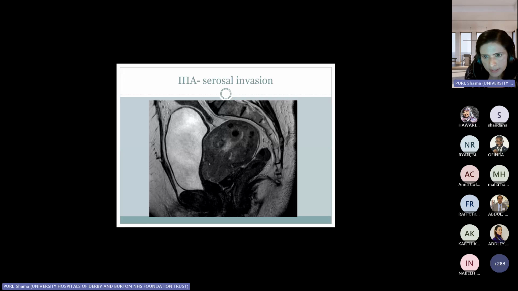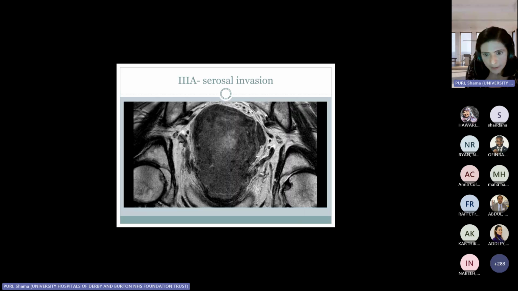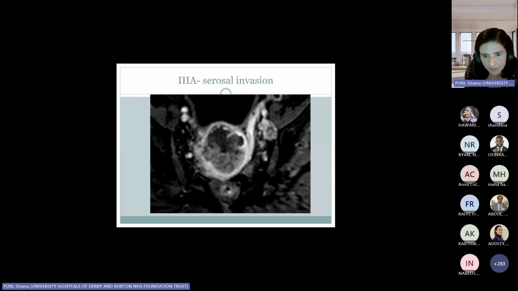Stage 3A is when serosa is involved. Serosa is breached. So large bulky tumor. This is the coronal view, and this is T2 weighted image, and you think it is very close to the serosa, whether it's breached or not, difficult to say. We give contrast, and you can see the serosa quite nicely here, but when you come here, there's a break and looks like the tumor is extending and involving the serosa. So this was 3A.